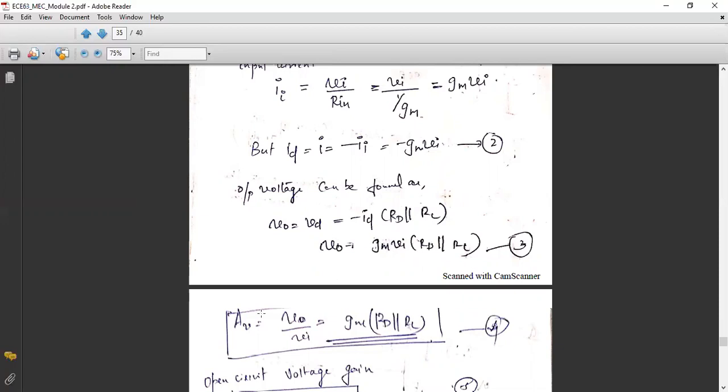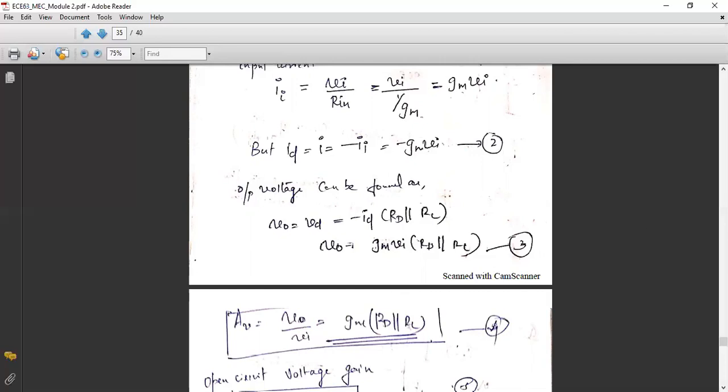Now we know that any voltage gain is nothing but the ratio of output voltage to input voltage. So what you have to do, you have to take this Vi to the left side so that V naught by Vi will become Gm into Rd parallel RL. This is the second result of this particular derivation. That is the equation for the voltage gain.